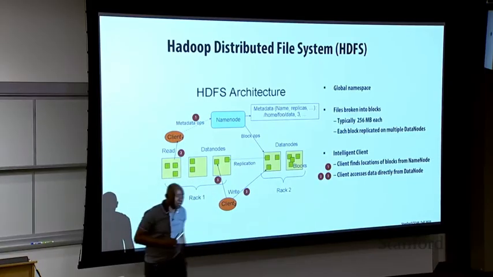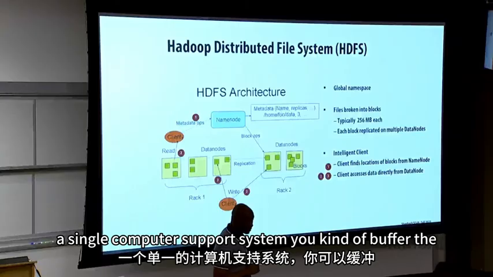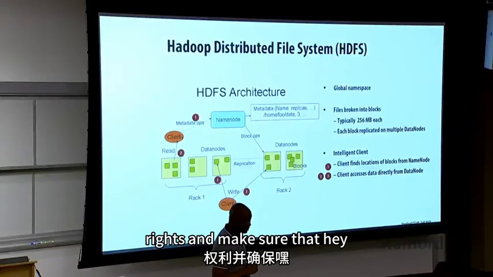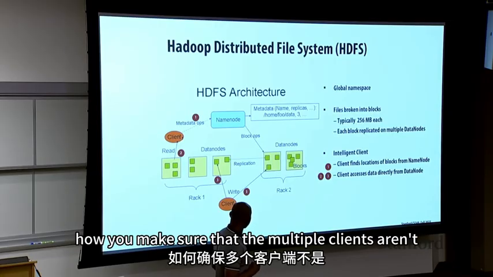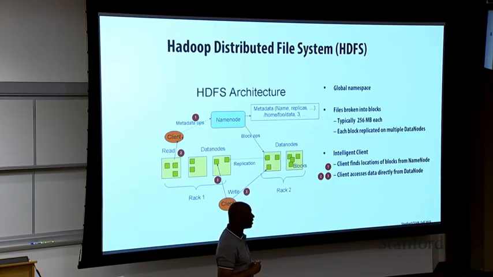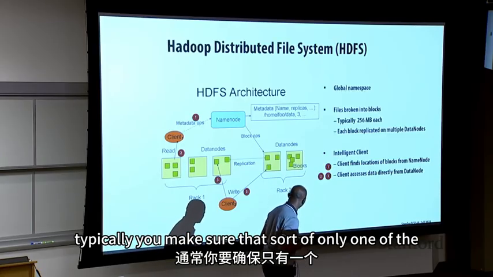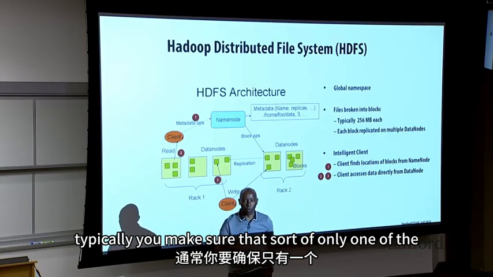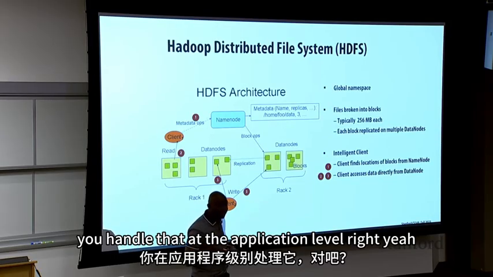Question? In a single computer file system, you kind of buffer the writes and make sure that I don't have the same guy writing the same thing. I have some determinism. How do you make sure that multiple clients aren't... You need to do synchronization across all the racks. Well, typically you make sure that only one of the clients is writing, you handle that at the application level, right? Yeah.